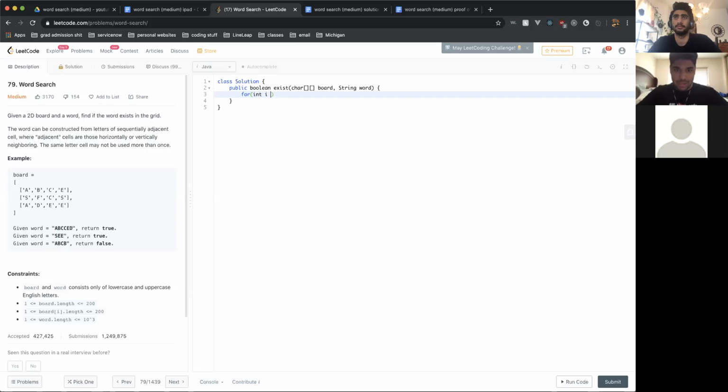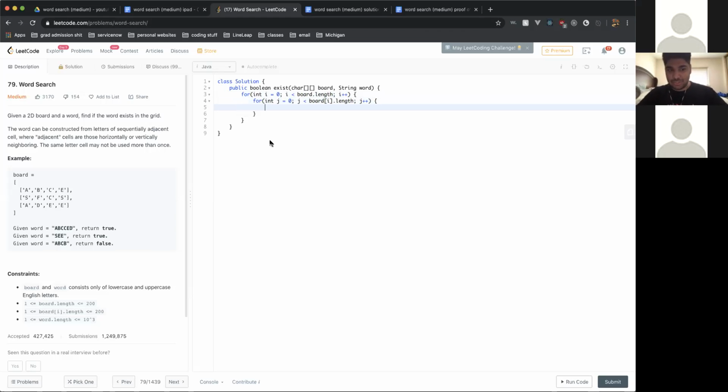So the way we're going to do that is go through the board length and then go through each individual board index's length. This is going to give us access to each vertex, per se, at the ijth index. This is where we're going to need to call our DFS helper function. What I mean by that is, over here, we're going to have to check a couple of things before we can actually return something.